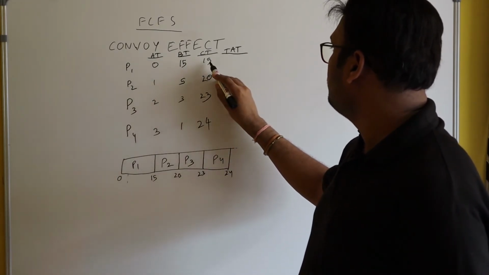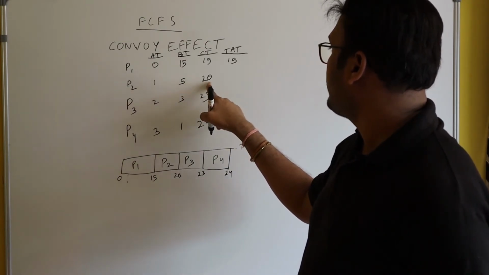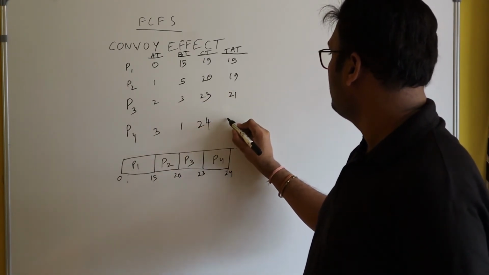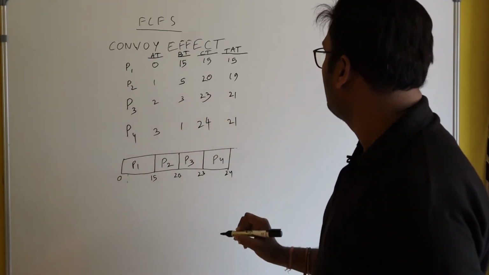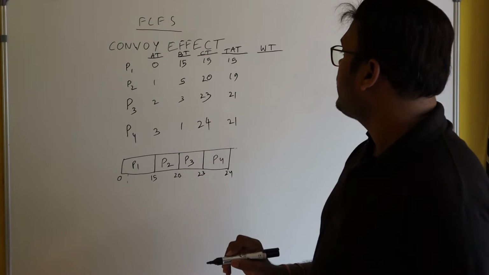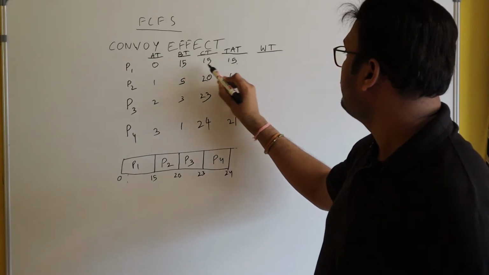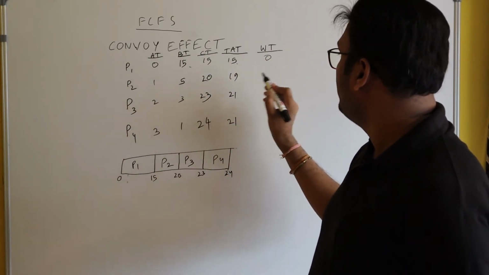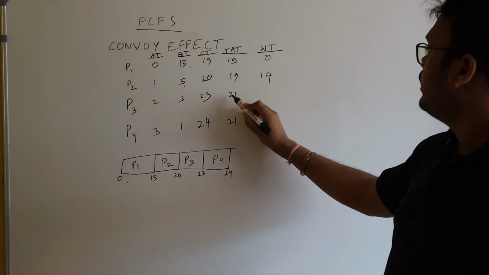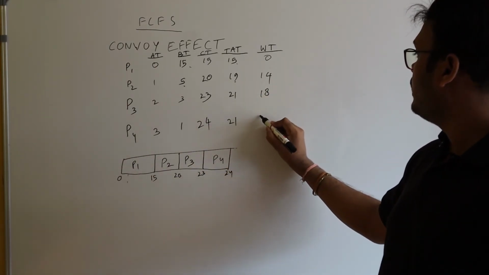So what is the turnaround time? Completion time minus arrival time. So here it is 15. P2's turnaround time 20 minus 1, 19. Then 23 minus 2, 21. 24 minus 3, 21. Now let's calculate the waiting time. What's the formula of waiting time? Turnaround time minus burst time. Turnaround time is 15. 15 minus 15, 0. Waiting time of P2 is 19 minus 5, 14. Waiting time of P3 is 21 minus 3, 18. And waiting time of P4 is 21 minus 1, 20.